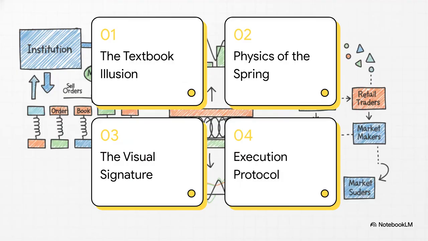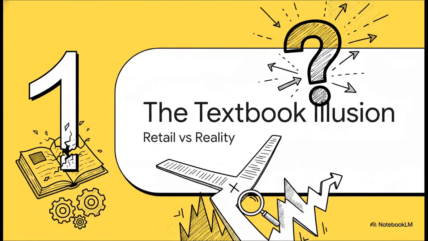Here's our exact roadmap for decoding this today. First, the textbook illusion. Second, the physics of the spring. Third, decoding the visual signature. And finally, the execution protocol. Section 1, the textbook illusion.